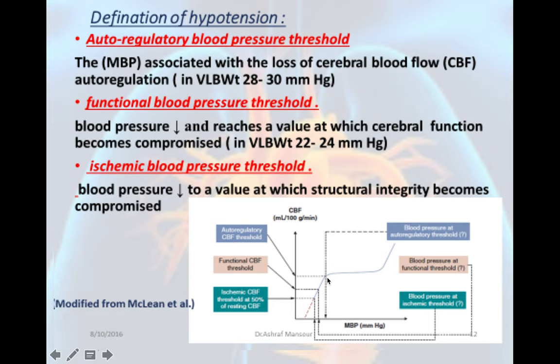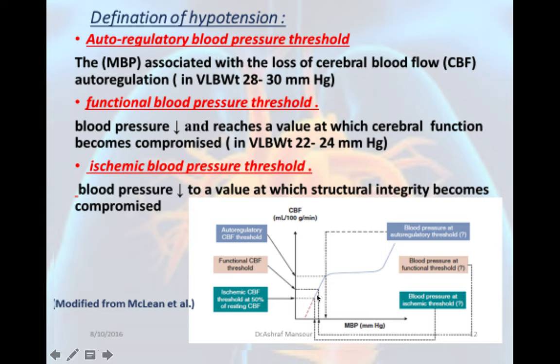But the functional blood pressure threshold is when the mean blood pressure decreases gradually and reaches a certain point, a value at which the cerebral function becomes compromised. And it's said to be around 22 to 24, also roughly.